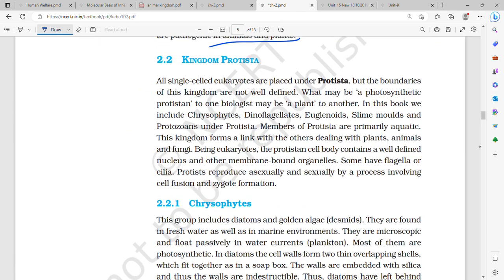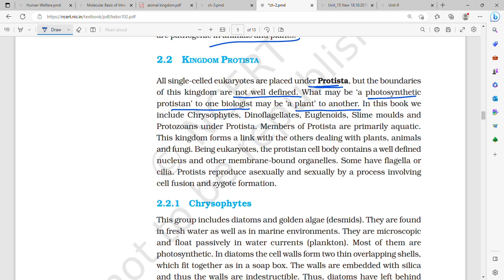Now we come to kingdom Protista. All single-celled eukaryotes are placed under kingdom Protista, but boundaries of this kingdom are not well defined. What may be a photosynthetic protist to one biologist may be a plant to another. Such as Chlamydomonas, Chlorella and all. In Chlorophyceae also, you will see them coming as examples.